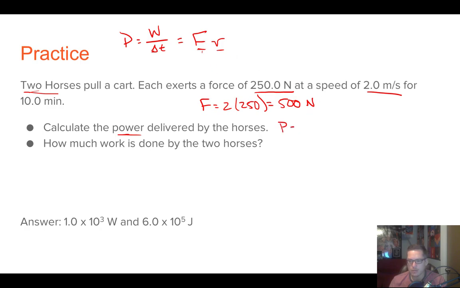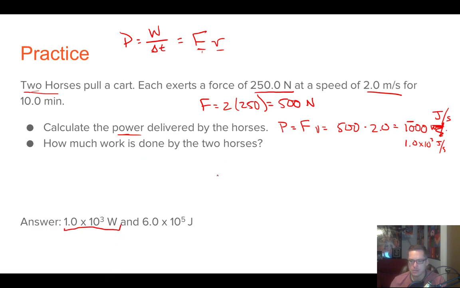So our power is equal to the force times the speed. The force is 500 and the speed is 2.0, so that means we have 1,000 joules per second, would be our units here. Now let's think about sig figs. This one has 2, this one has 4, so our answer only needs 2. So it could be 1.0 times 10 to the 3rd joules per second, or watts. That's our answer right there: 1.0 times 10 to the 3rd watts.